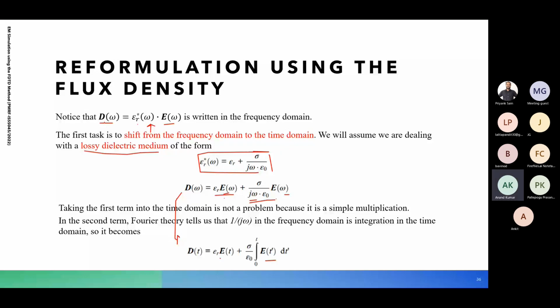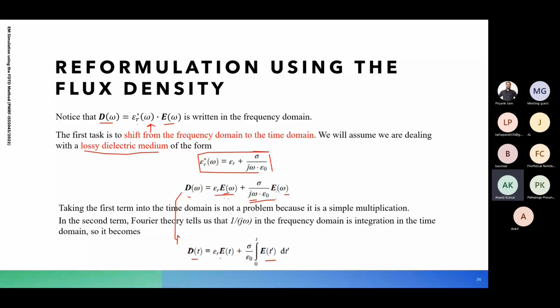So we expressed D in terms of E and permittivity. We had the expression of permittivity. We substituted it over here, got the expression of D in terms of permittivity, the conductivity term, and again the electric field. We performed the inverse Fourier transform, and we got the time domain expression of flux density.